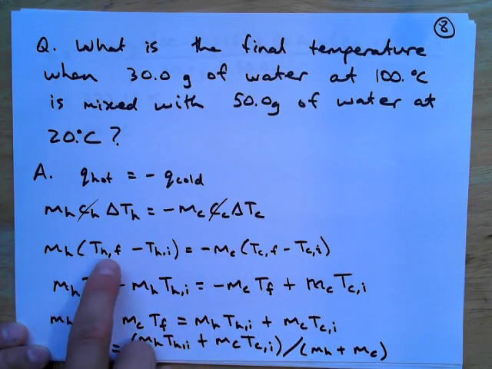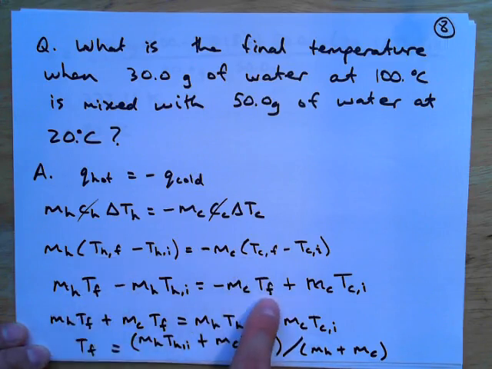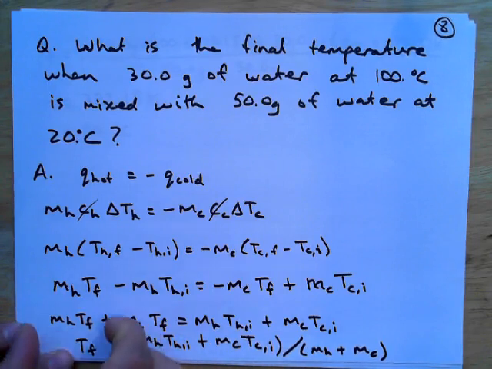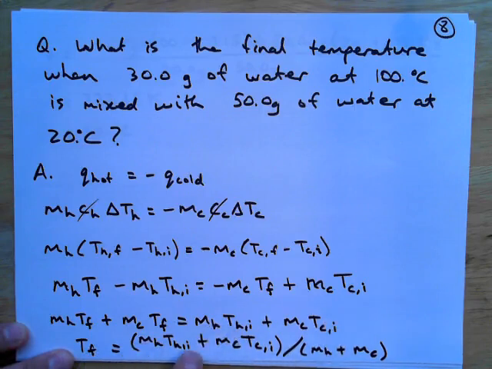And so I can just change these terms into TF. And then I go ahead and start expanding it out. And so then I can rearrange it. And as I rearrange it, I'm going to put my terms with the TF on the left here, and my terms with the T initials, whether hot or cold, the initial temperatures on the right, because I'm trying to find the final temperature, so I want to try and isolate that. And so then all I've got to do is factor out the MH and the MC.